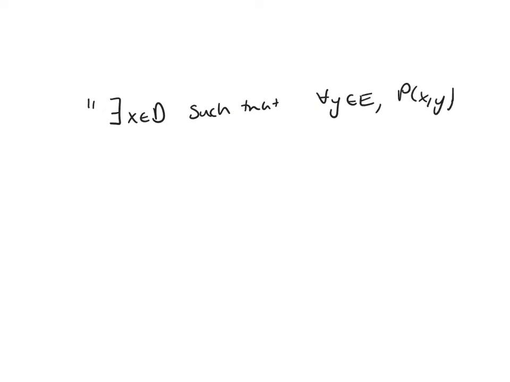So now let's look at this order of quantifiers. There exists an x in d such that for all y in e, p of xy. So here we've switched the order that the quantifiers are appearing. So now existential appears first, and then universal appears second. So let's talk about what we need to do to show that this is true.